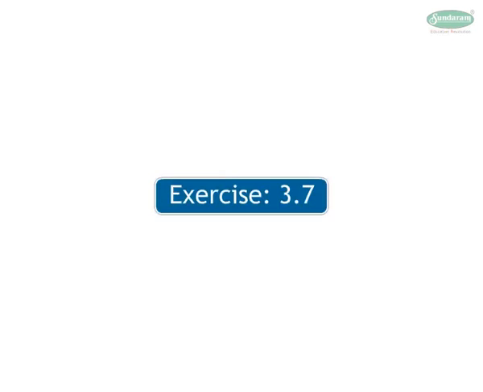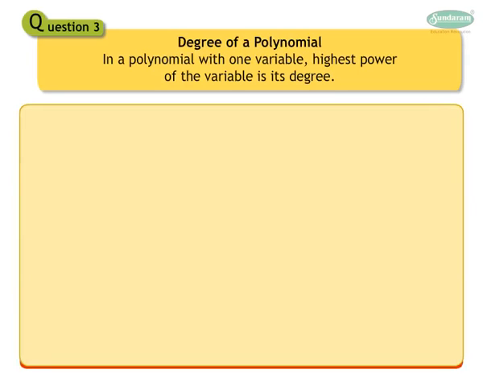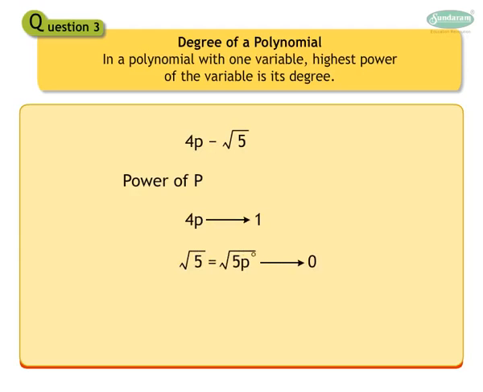Exercise 3.7. Question 3. Degree of a polynomial. We now understand the meaning of a degree of a polynomial. In a polynomial with one variable, highest power of the variable is its degree. Let us take the example 4p minus root of 5. Here the power of 4p is 1 and in root of 5 the power is 0. Hence the degree of the polynomial is 1.